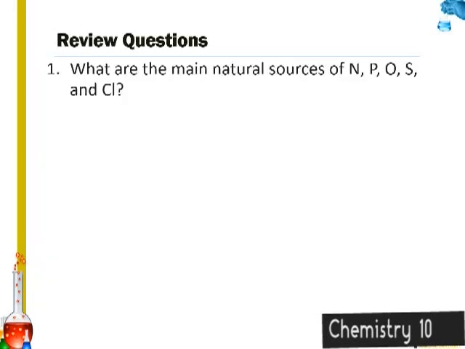Review question 1. What are the main natural sources of nitrogen, phosphorus, oxygen, sulfur, and chlorine? Nitrogen and oxygen are found in the air, while phosphorus is found in rock phosphate. Sulfur can be obtained from underground deposits, while chlorine is found in brine.